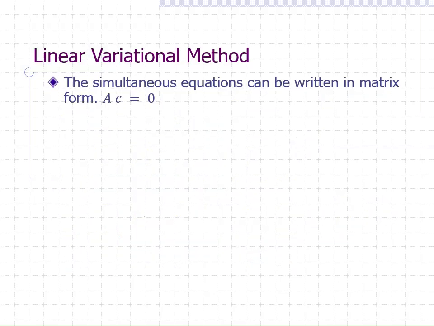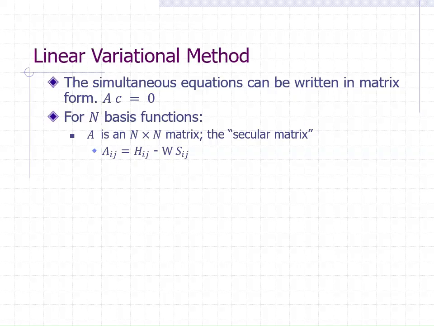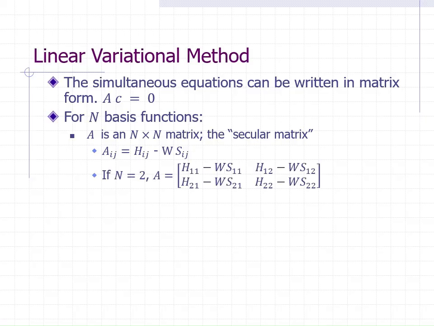The system of simultaneous equations can be written compactly in matrix form as A times C equals 0. For n basis functions, the matrix A is an n by n matrix, often referred to as the secular matrix. Each element of this matrix is A sub ij equals H sub ij minus W s sub ij. For example, if n equals 2, the secular matrix takes the form shown here, with elements H11 minus Ws11, H12 minus Ws12, and so on.